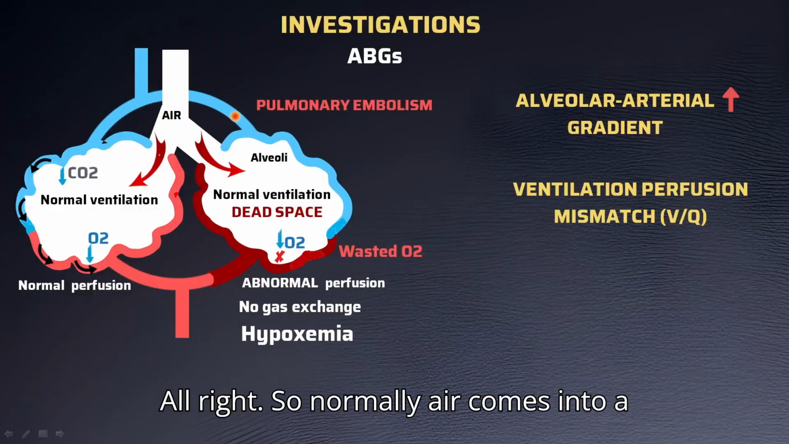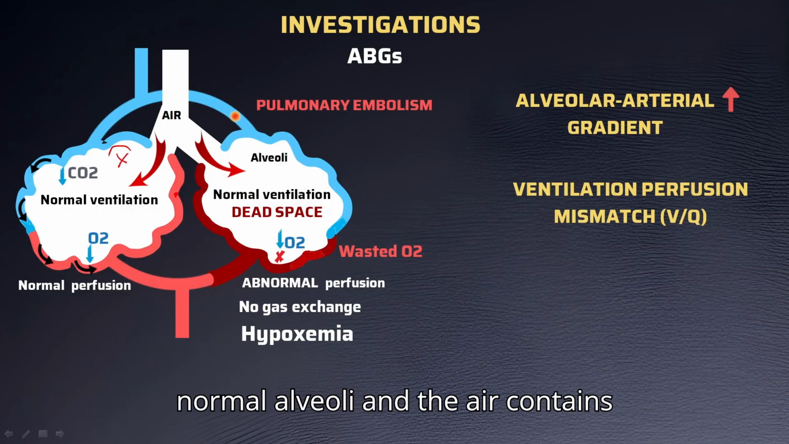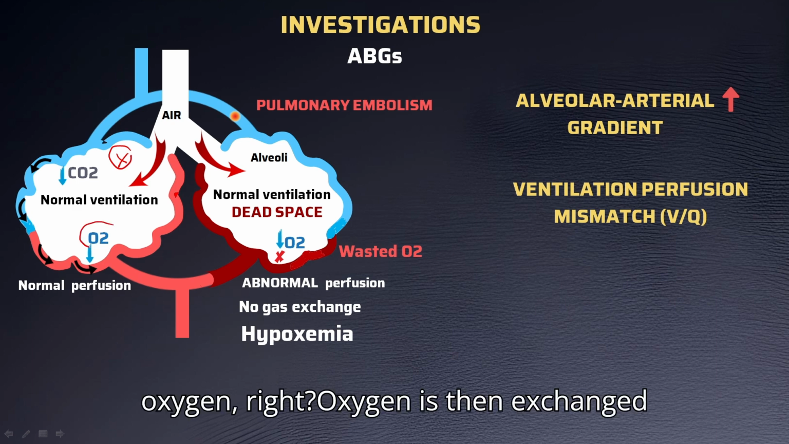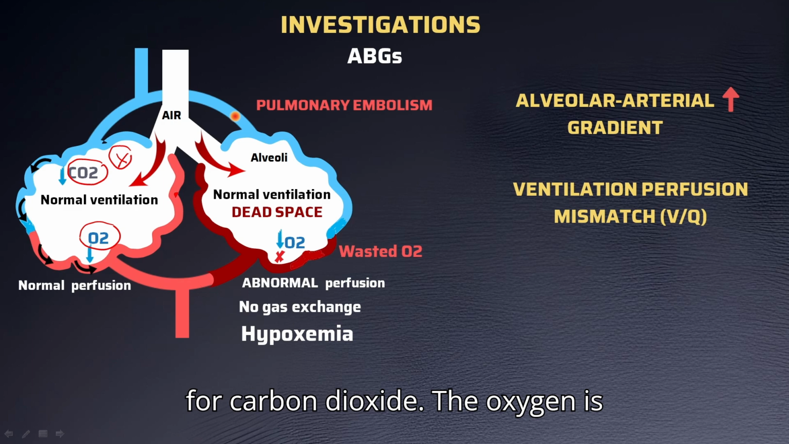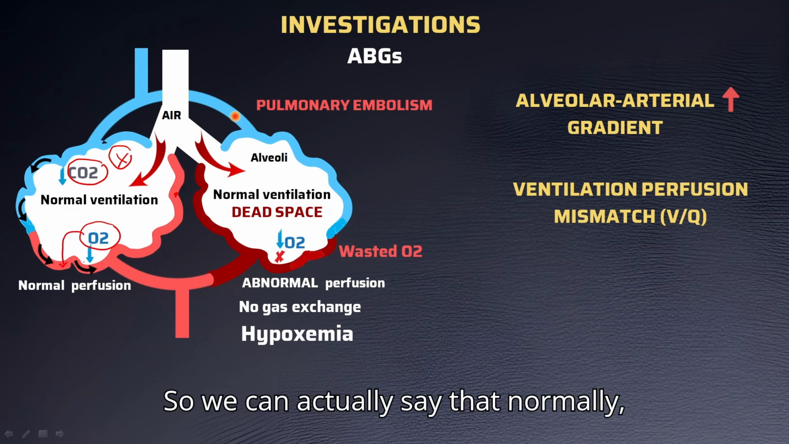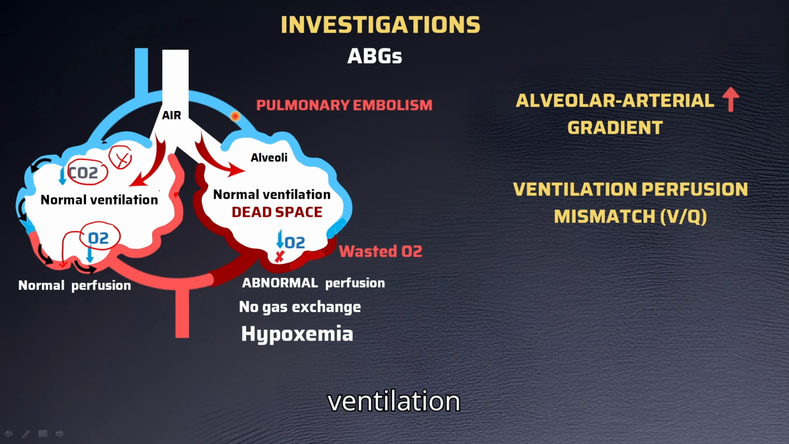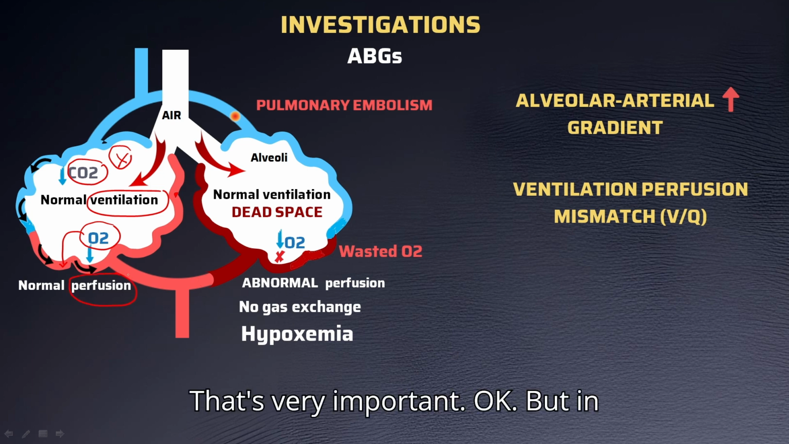All right, so normally air comes into a normal alveoli and the air contains oxygen, right? Oxygen is then exchanged for carbon dioxide. The oxygen is perfused into the arterial bed. So we can actually say that normally ventilation should match perfusion. That's very important, okay?